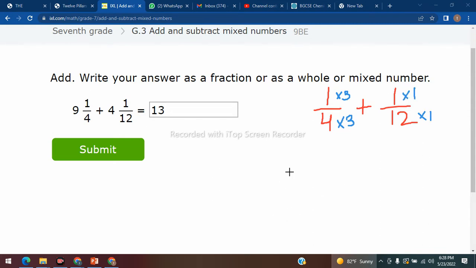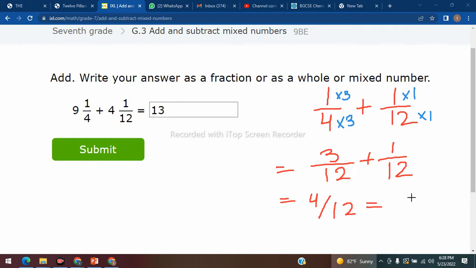All right, this is going to be equal to 1 times 3 is 3, over 4 times 3 is 12, plus 1 over 12. Which gives us 12 over 12, which equals 2 over 3. 1 over 3. Oh, I see my mistake. 4 goes into 12 3 times. So it's 13 and 1 over 3.